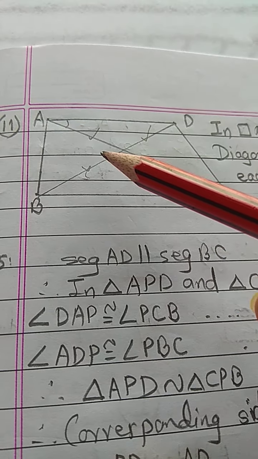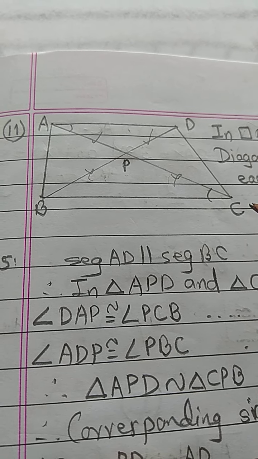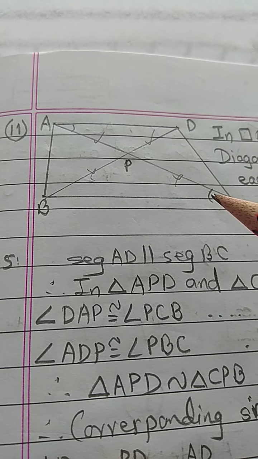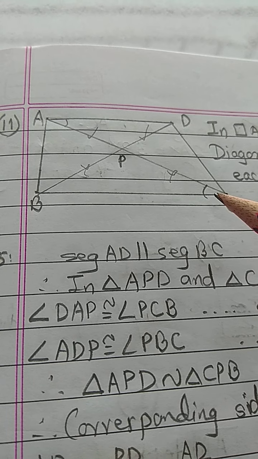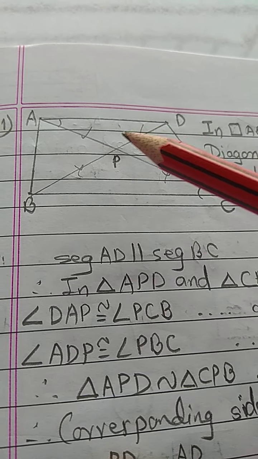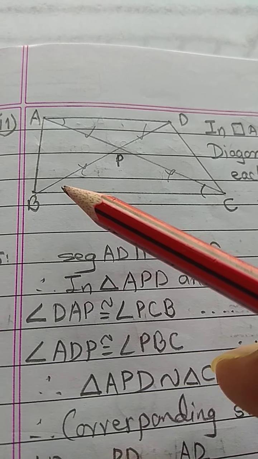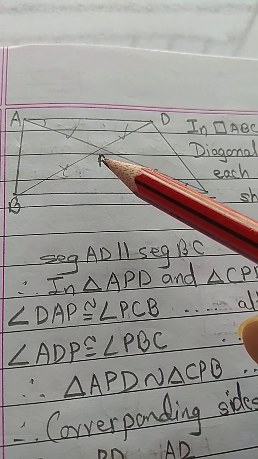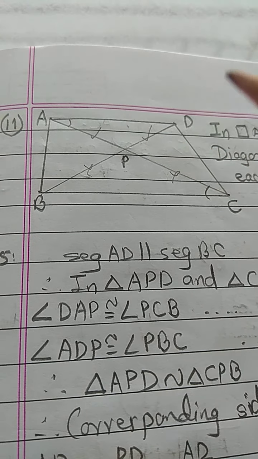So if you are writing APD, then you should write CPB. Because A is going to be congruent with C, alternate angles, and D is going to be congruent with B, same thing, alternate angles, and P is going to be congruent with P, opposite angles. But we are going to show only two angles.